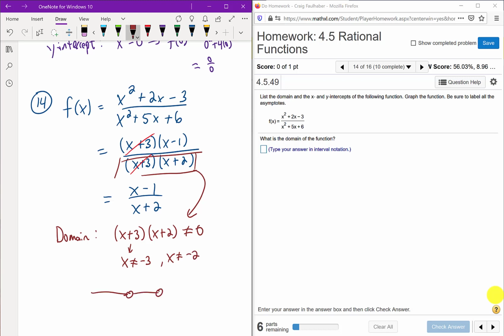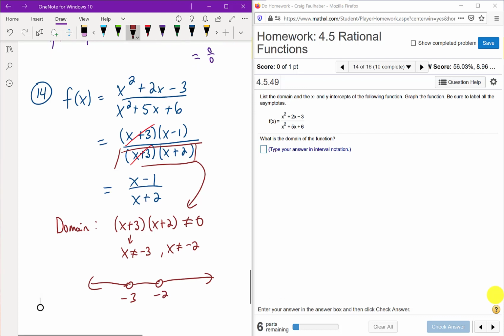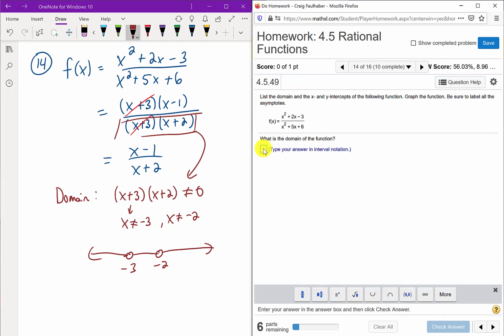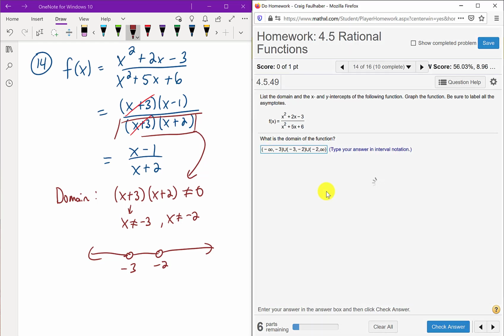So we could draw a little picture. This is negative 3 on our number line and negative 2 on our number line. You'll notice that these two holes in our number line split the number line into 3 pieces. One piece on the far left goes from negative infinity to negative 3. Our next piece goes from negative 3 to negative 2. And our last piece goes from negative 2 to infinity, and that should be our domain.